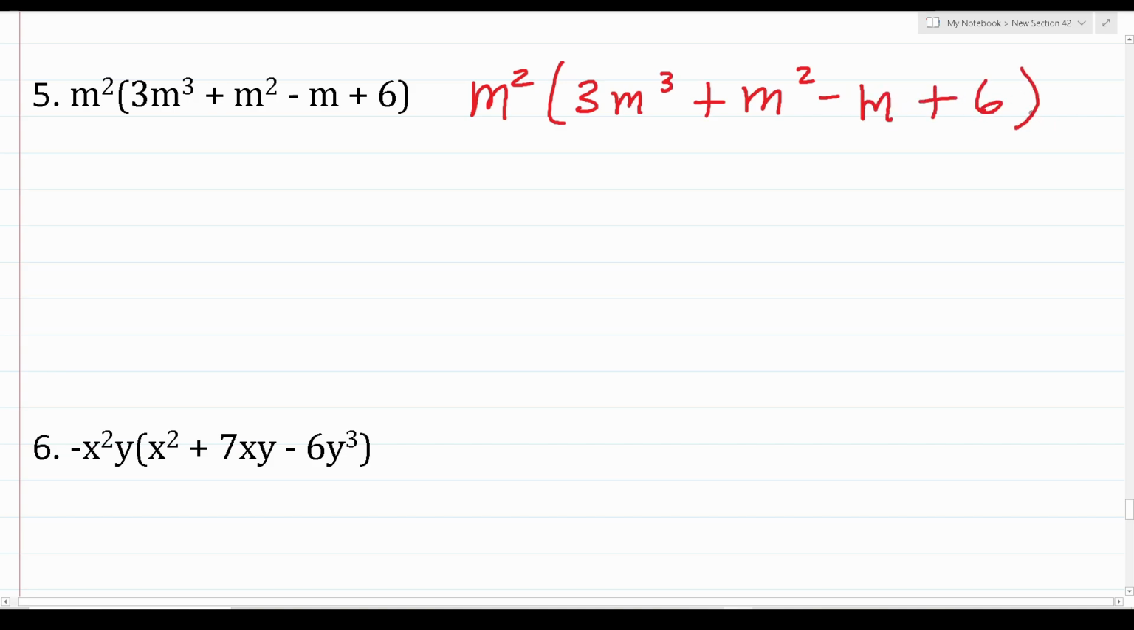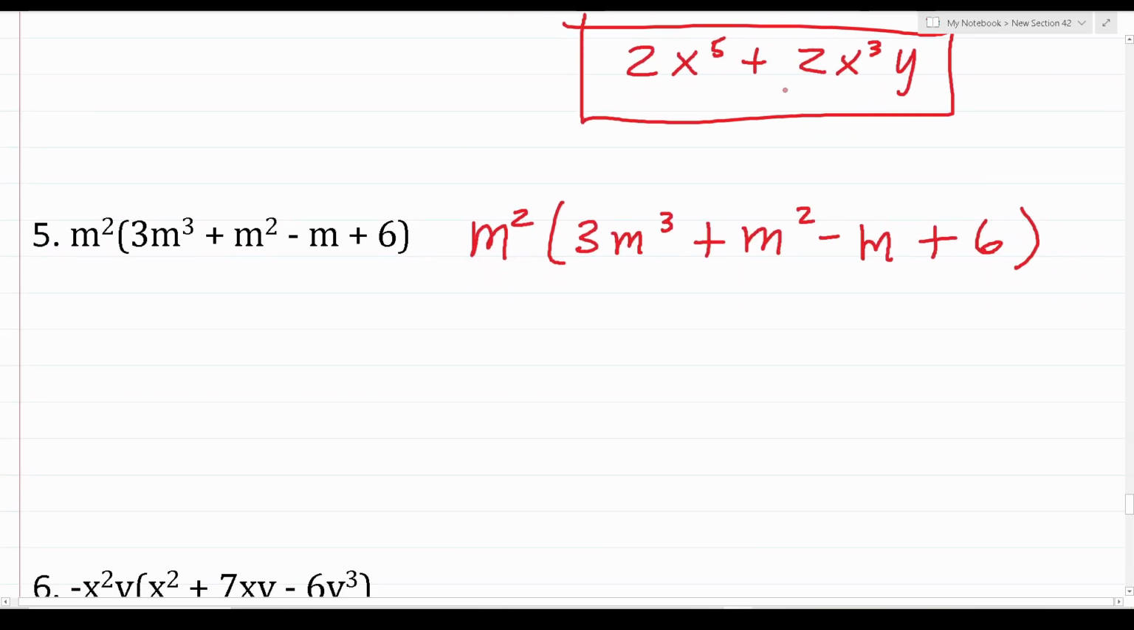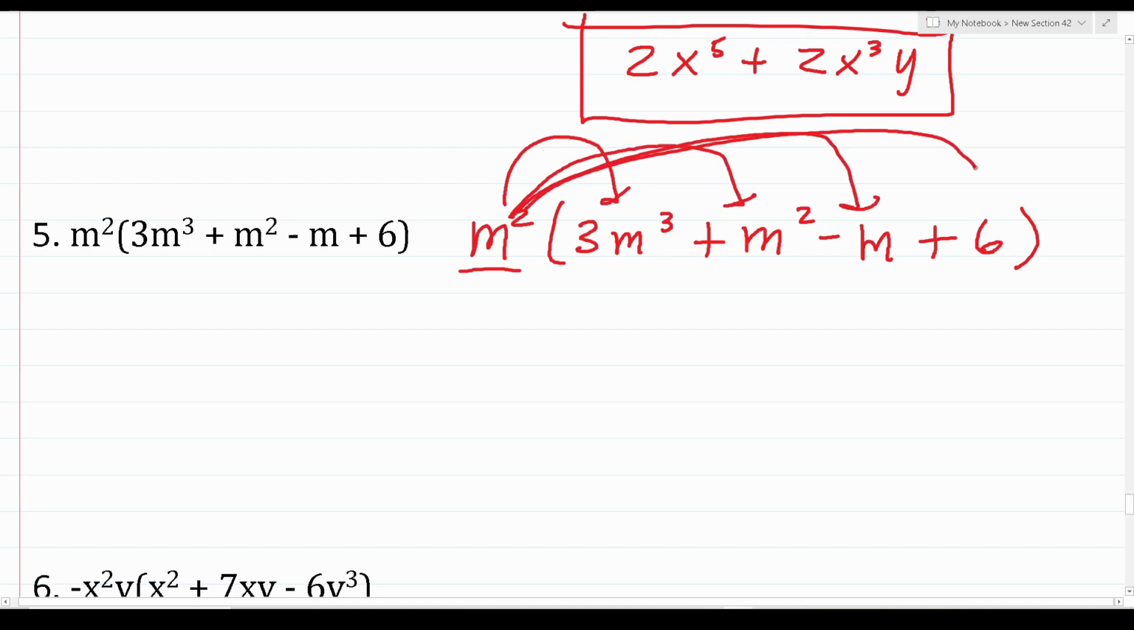Again, we're going to use the distributive property to take care of this one. More specifically, we're going to take this m squared and we're going to distribute it to every term inside the parentheses. So we're going to multiply it here, here, here, and finally here. It's kind of a tedious problem.